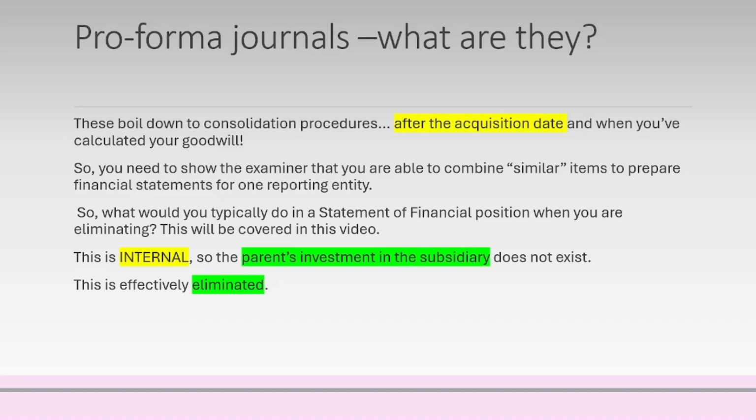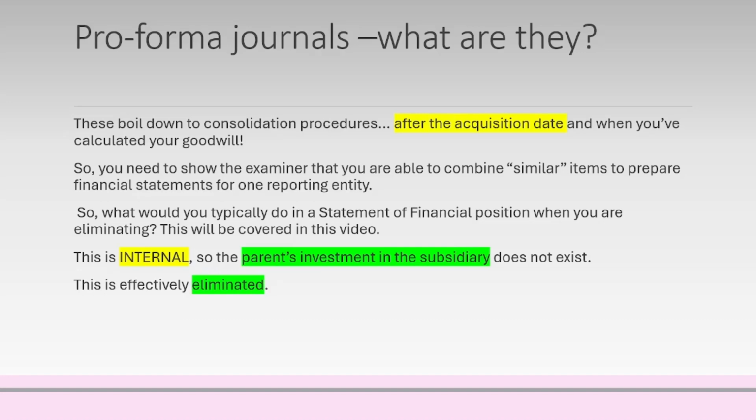Why we do proforma journals is to let our examiner know that you're able to combine similar items in order to prepare financial statements for one consolidated reporting entity. Remember, they have met the control requirements. We've determined that they control this entity. So what would you do in a financial statement if you're eliminating? This will be covered in this video: what you do in a statement of financial position, when you are given a statement of financial position, and how you will be consolidating at acquisition.